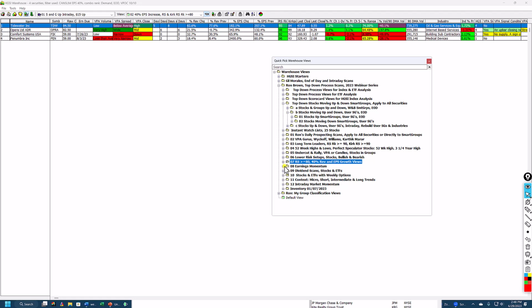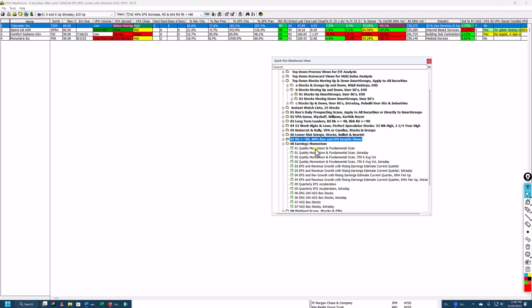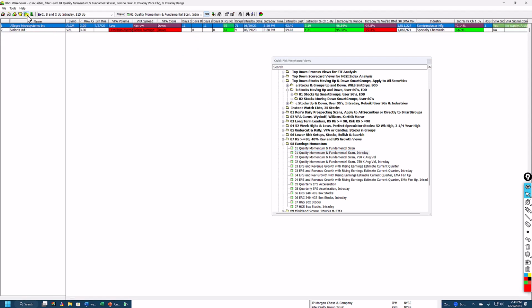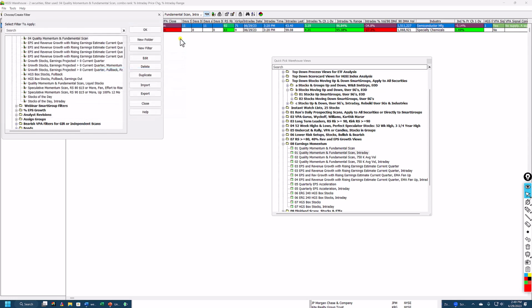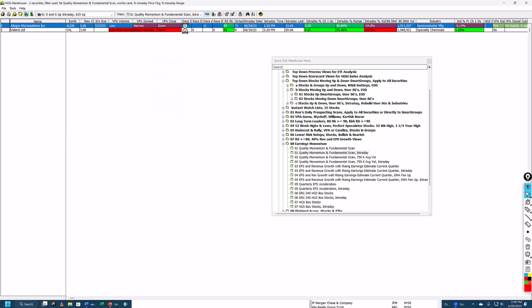So let's do this. I'm going to go under earnings momentum. I'm looking for quality momentum and fundamental scans, and there are two of them. What do I mean by that? I'm looking for stocks with a net profit margin of greater than or equal to 10%, a return on equity of greater or equal than 10%, positive percent EPS change compared to the same quarter 1 year ago, and the same for the revenue, and 50% up from the 52-week low. So there are two stocks that meet those qualifications.